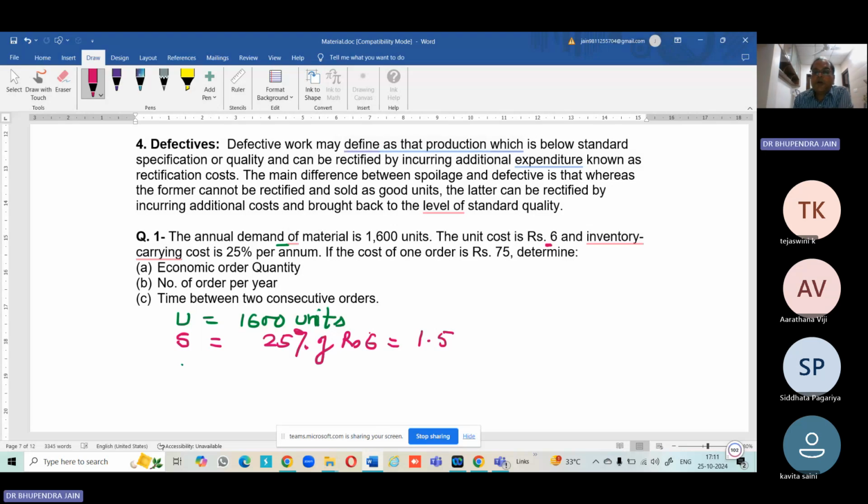If the cost of one order is 75, how many orders? One order. So what is P? P is the ordering cost per order, or cost of placing an order. How much? 75. So now we have U, S, and P. Determine number first, the economic order quantity.